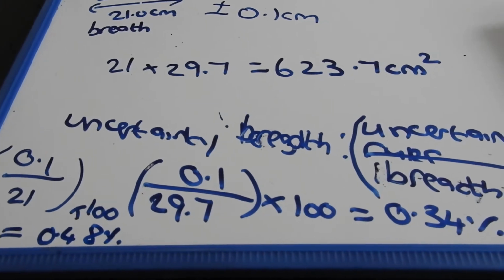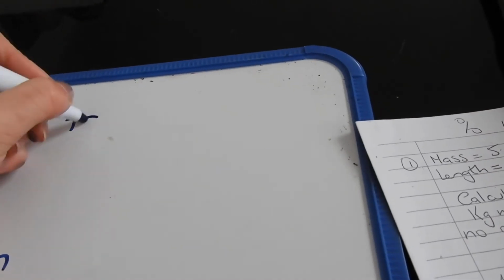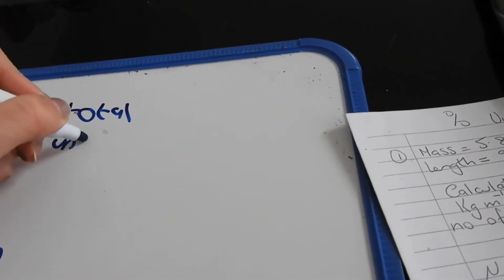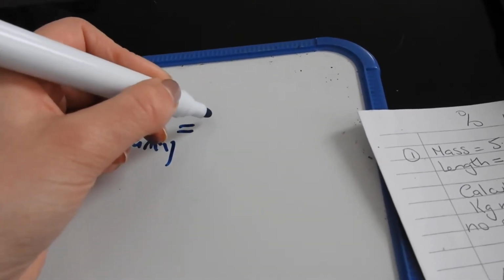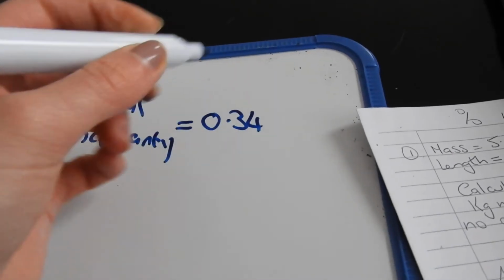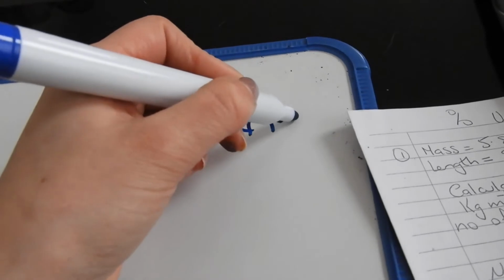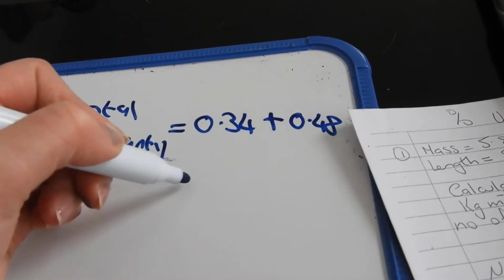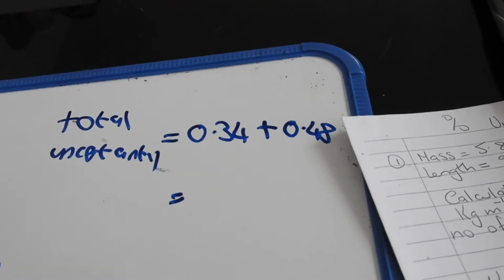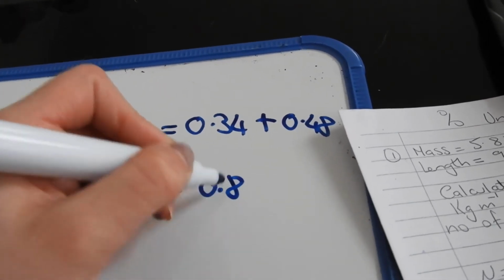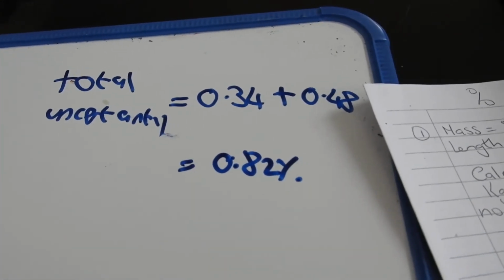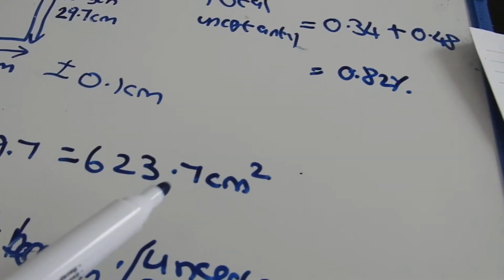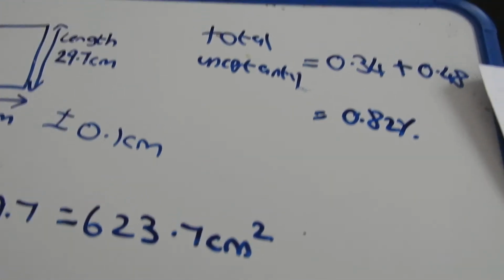Okay, so now that we have the uncertainty in the length and the uncertainty in the breadth, to find the total uncertainty, we always add the uncertainties together. So the total uncertainty is the uncertainty of the length, which we got to be 0.34, plus the uncertainty in the breadth, which we got to be 0.48. When we add them together, that is 0.82%.